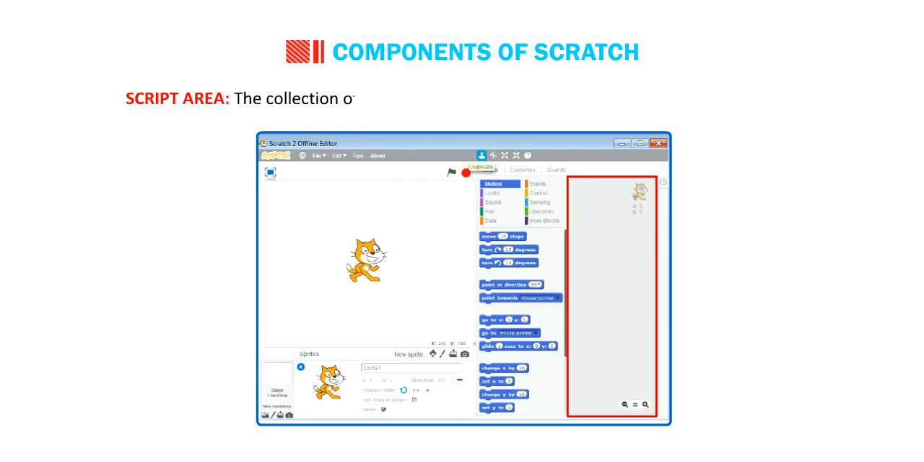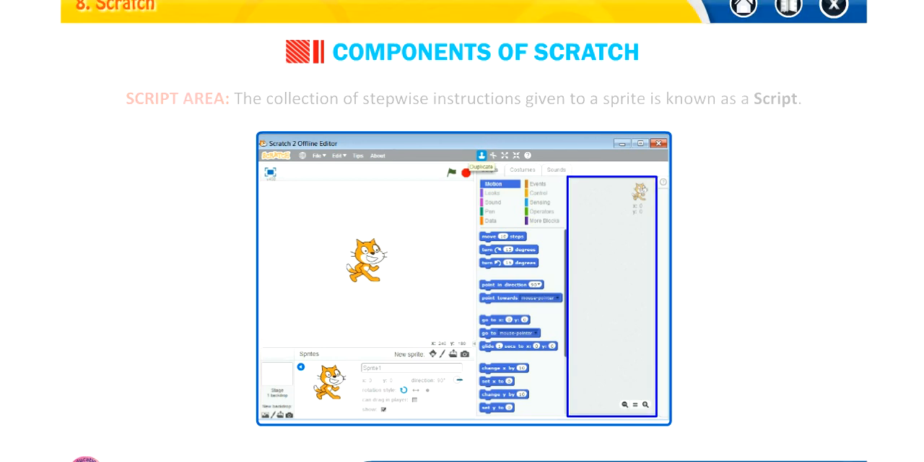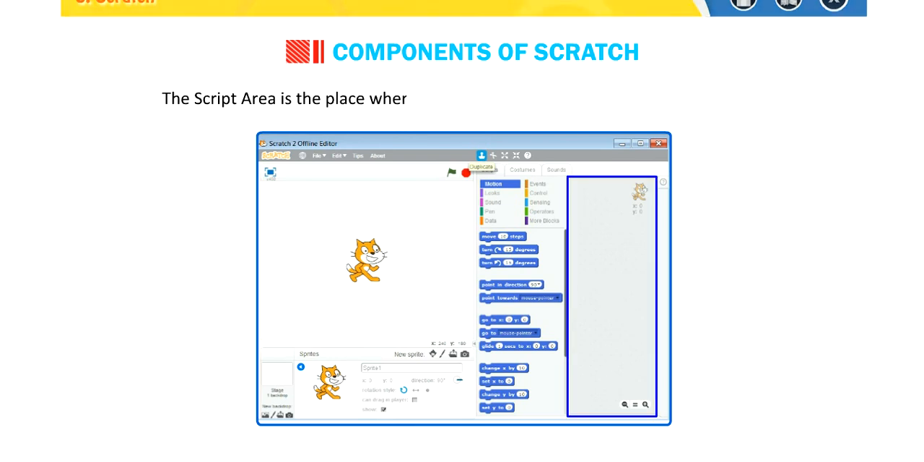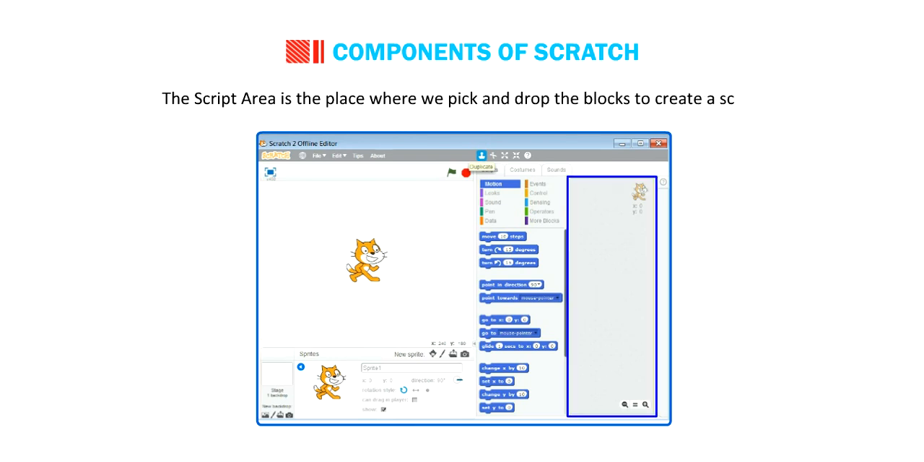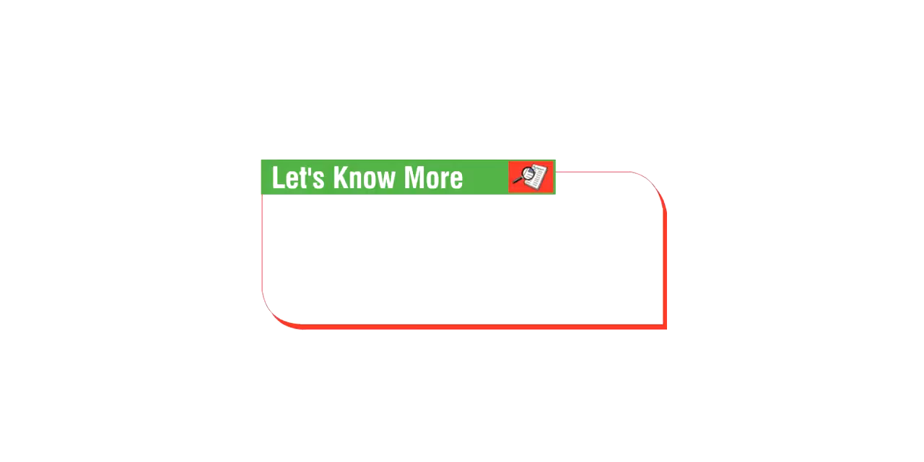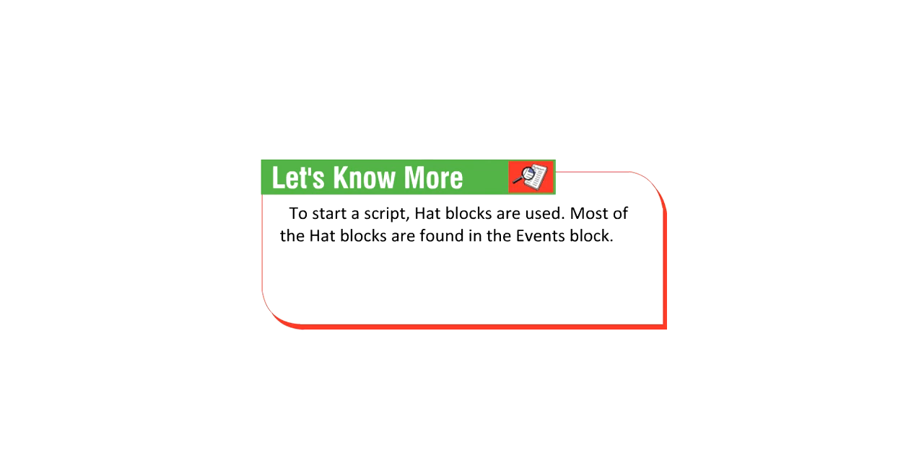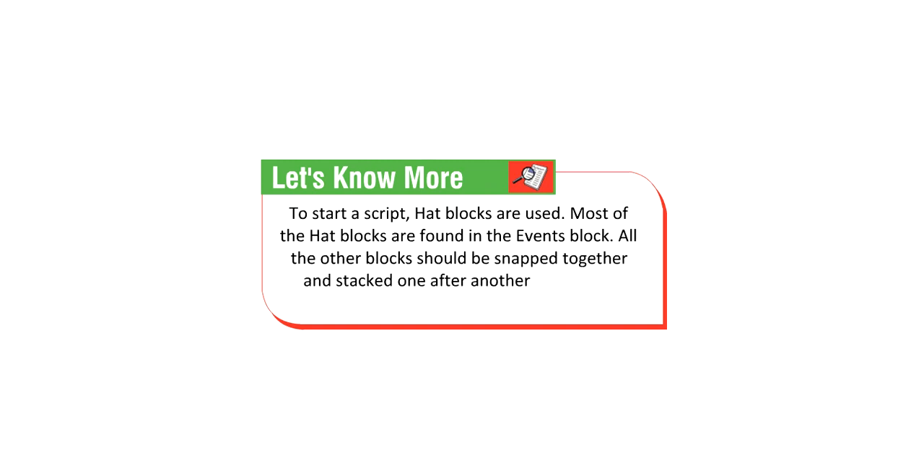Script area. The collection of stepwise instructions given to a sprite is known as a script. The script area is the place where we pick and drop the blocks to create a script. Students, let's know more. To start a script, hat blocks are used. Most of the hat blocks are found in the events block. All the other blocks should be snapped together and stacked one after another below the hat blocks in a script.